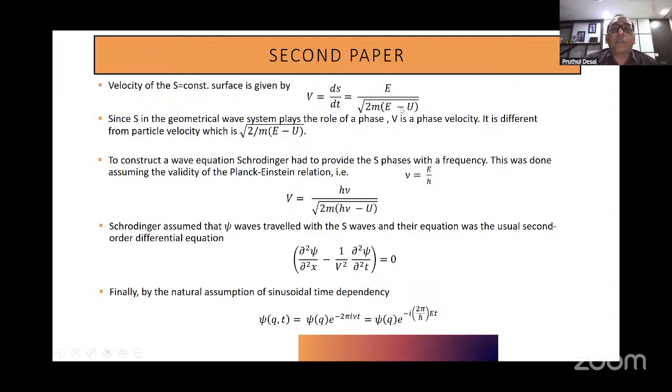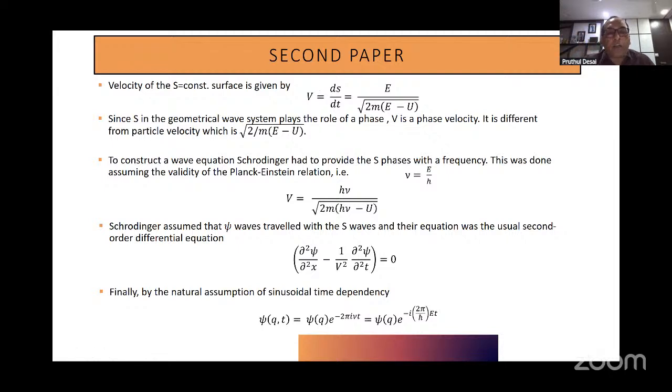So it turns out to be this. And since S in the geometrical wave system plays the role of phase, V is the phase velocity, and obviously it is different from the particle velocity. So we find that Schrödinger got the value of the wave or phase velocity through this equation.